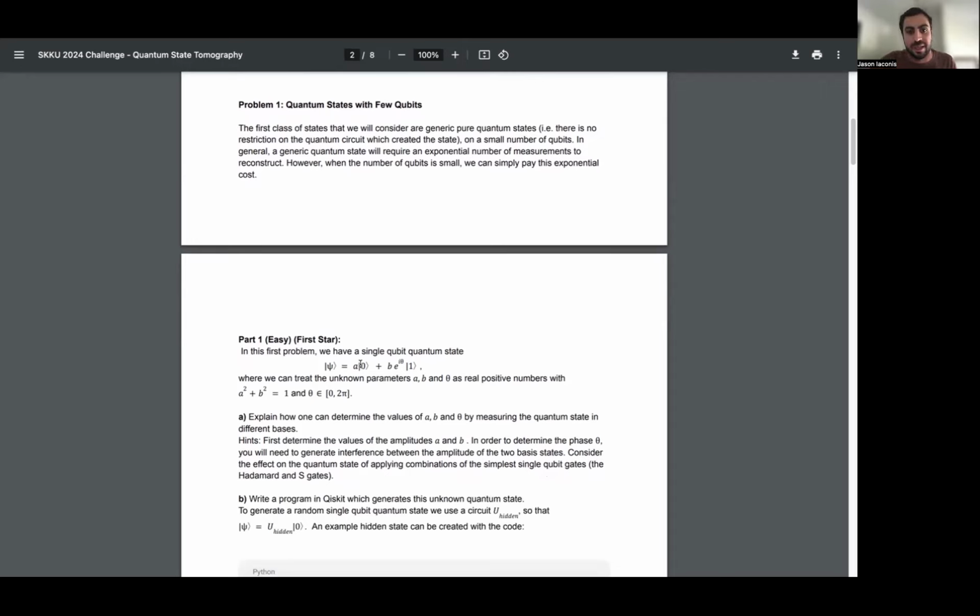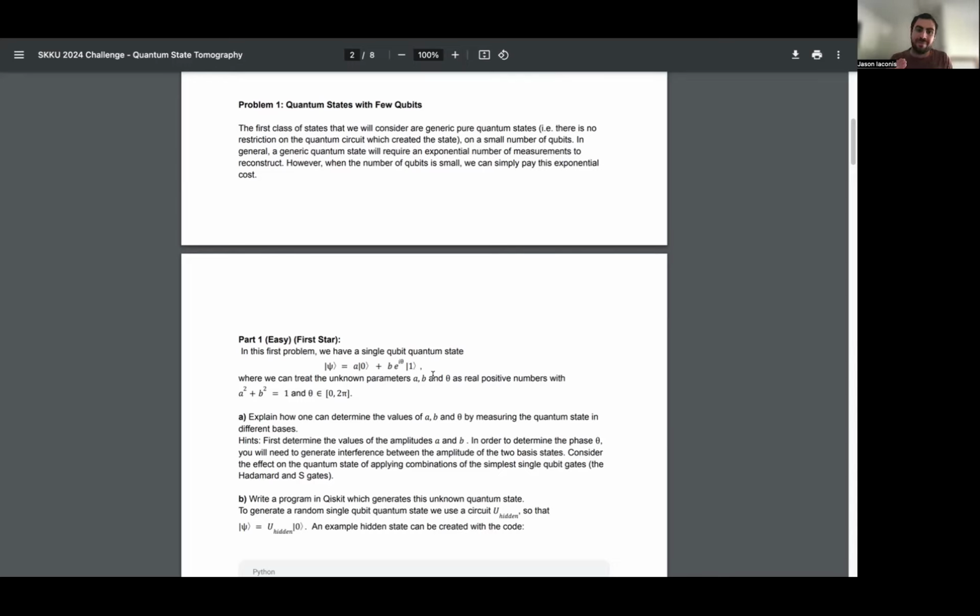So this is just a 0 state plus a 1 state with 3 hidden parameters, A and B, which you consider to be the amplitudes, and they could both be positive real numbers, and then this complex phase, e to the i theta. And our goal is, by taking this unknown state with A, B, and theta, measuring this state in different bases, and figuring out what A, B, and theta are.